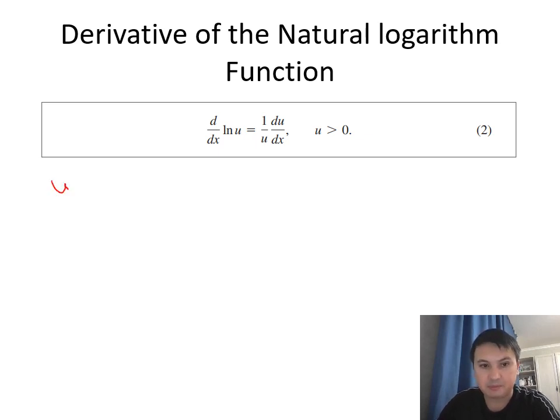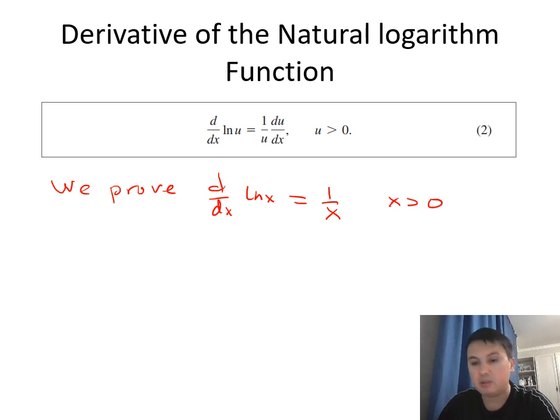We will prove that the derivative of ln x is 1 over x whenever x is positive. Well, let's start. So my y is equal to ln x. This means my x is equal to e to the y.